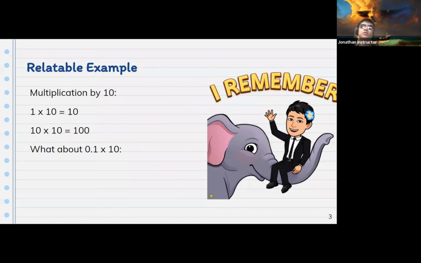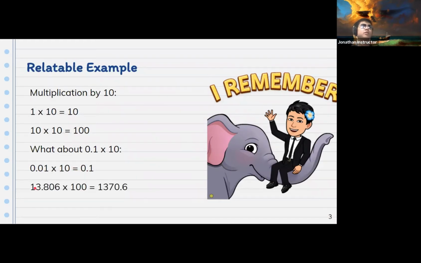So what about this? What is 0.1 times 10? If we just learned from these 2 examples that we add an extra 0, or move it to the left by 1, what is it going to equal? Well, 0.01 times 10 is 0.1 because we're moving it 1 to the left.